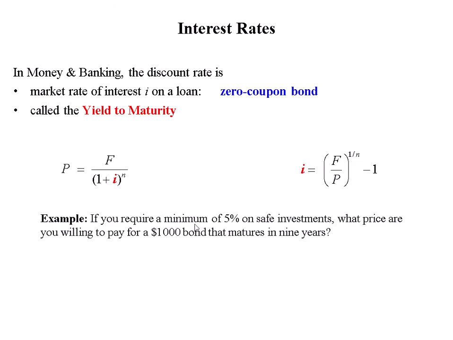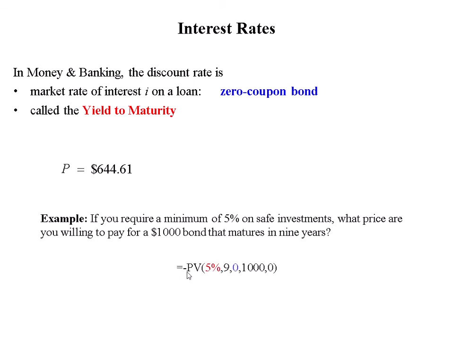Okay, what about this one? If you require a minimum of 5% on a safe investment, what price are you willing to pay for a $1,000 bond that matures in 9 years? So now you want to use this version of the equation because you want to know the price. So you plug in your minimum return on a safe investment that you require here, 5%, and there's $1,000. You could also, well, I'll get to that when we go to Excel. And then you raise 1.05 to the 9th power, you divide that into 1,000, and you get $644.61.